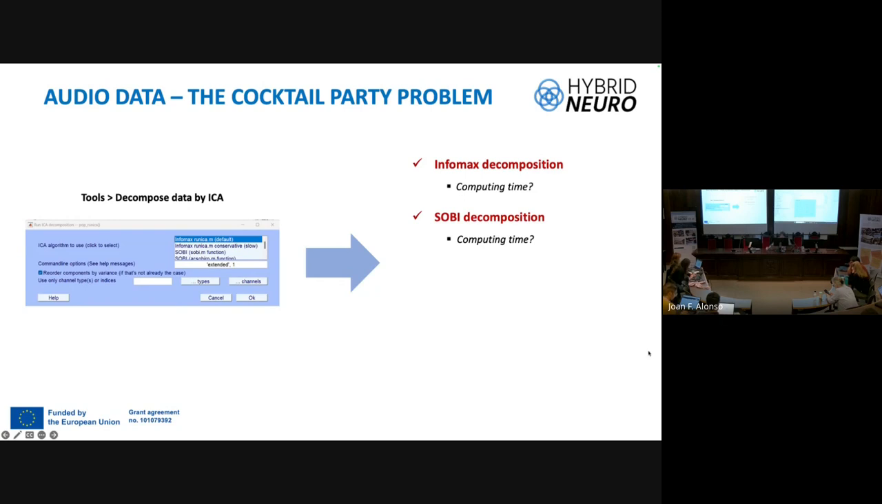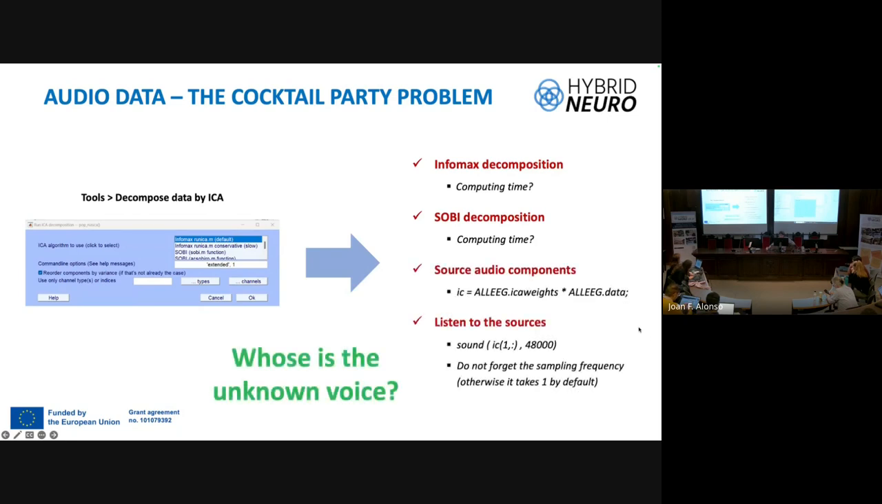Once our audio mixes are decomposed, we can calculate the source components in the command window using the computed mixing matrix. We can also play these source components since they are indeed audio signals. As an example, we use the ICA weights, which are the weights of the decomposition, and all EEG, which is the structure of the EEGLAB data. And we have a variable called IC, which are the source components.